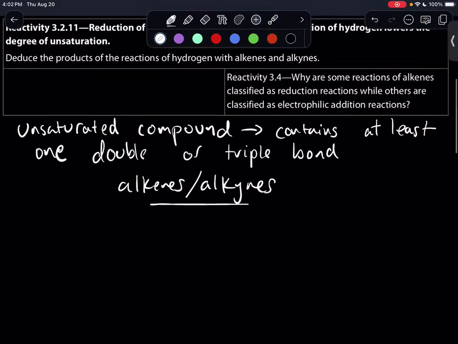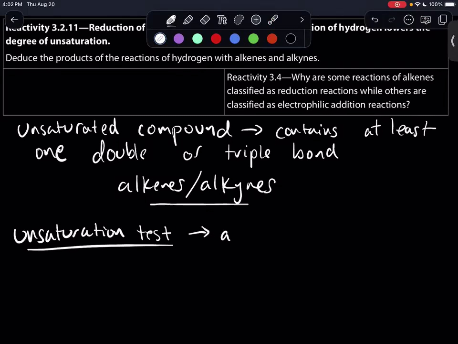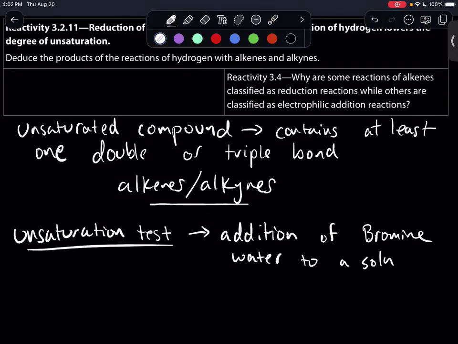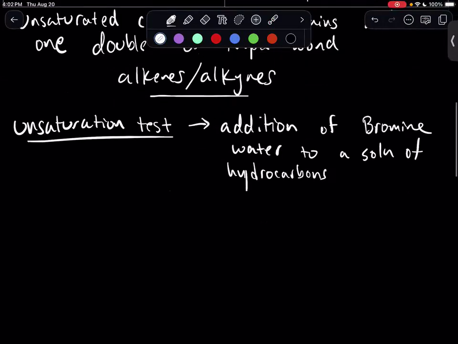Furthermore, what we can do is called an unsaturation test. And this can be on compounds that we're not sure if they're unsaturated. And generally, this is done by the addition of bromine water to a solution of hydrocarbons. If you think back to electrophilic addition, what we're really just doing here is halogenation. So this is electrophilic addition.